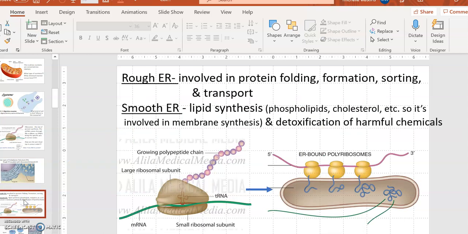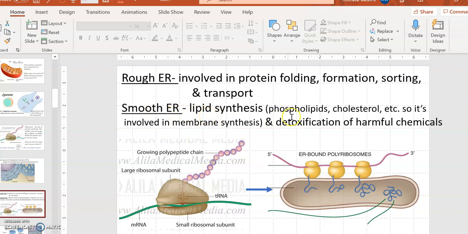Okay, so if you want a quick definition before we go into it, rough ER is involved in protein folding, protein formation, protein modification. Remember, there's lots of little modifications that are made, protein sorting, protein transport. So it's all involved in making proteins after the ribosome has spit out the first level of protein, the polypeptide chain. The smooth ER does the same thing, but for lipids.